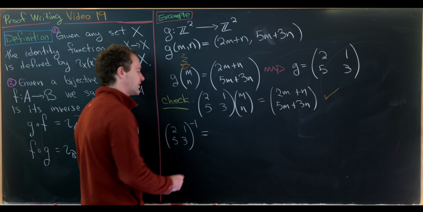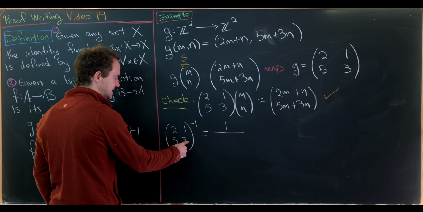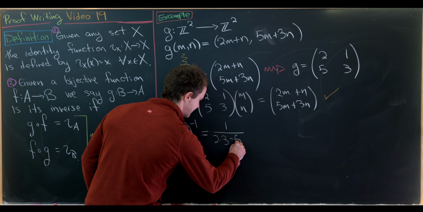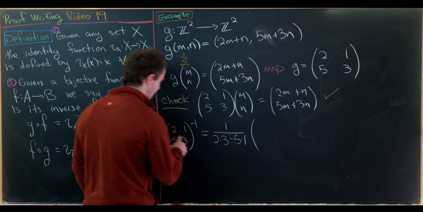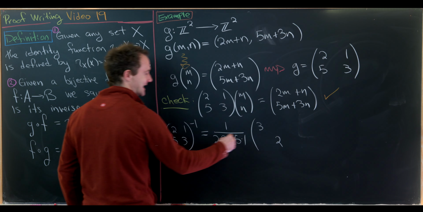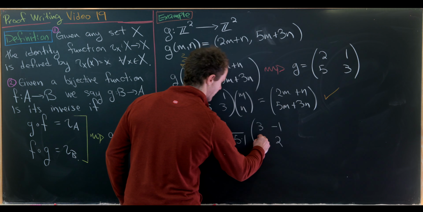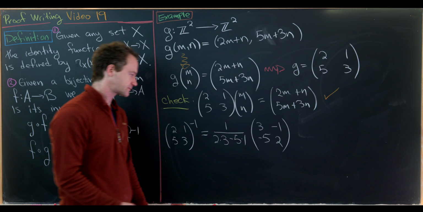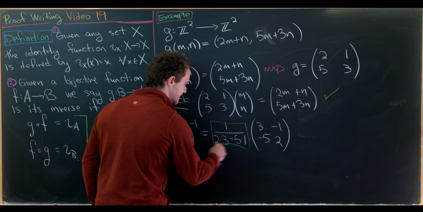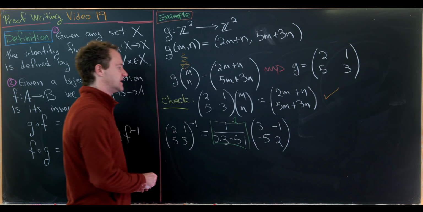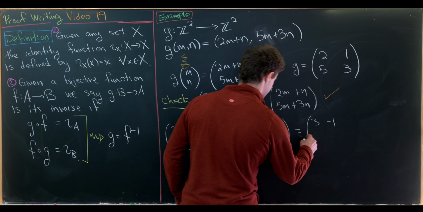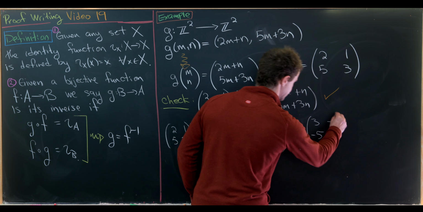Well, it's 1 over the determinant. So 1 over AD minus BC. So 2 times 3 minus 5 times 1. And then we'll swap the diagonals, 3, 2. And then we'll negate the off diagonal. So -1, -5. So something like that. But now let's notice that this number right here is exactly 1 over 1, which is the number 1, which tells us that our inverse is simply this matrix [3, -1; -5, 2].